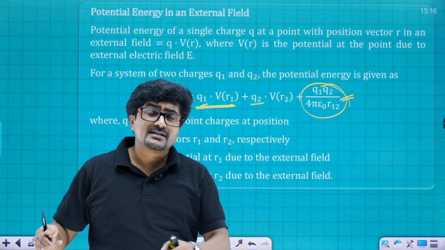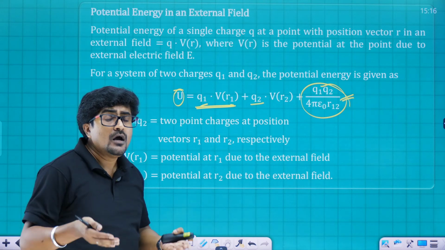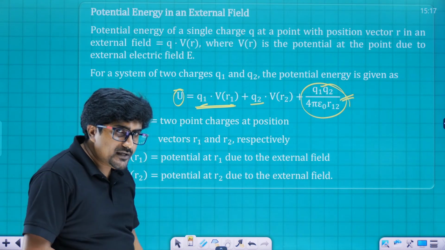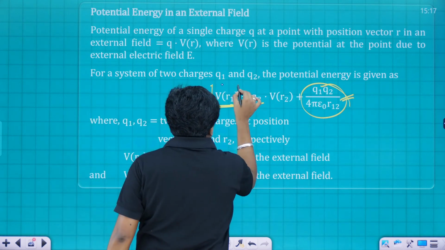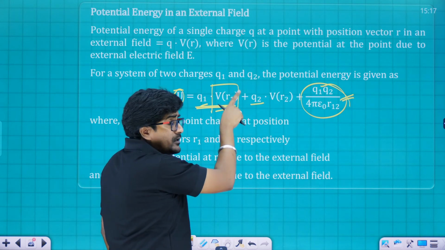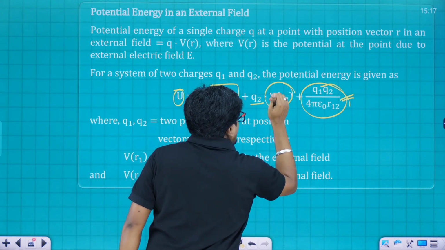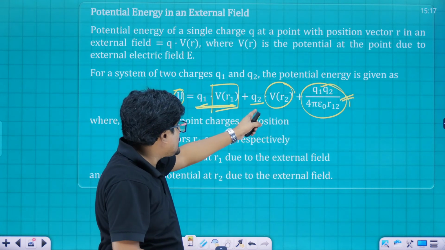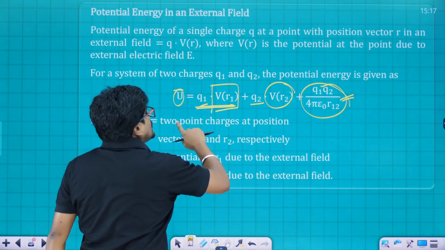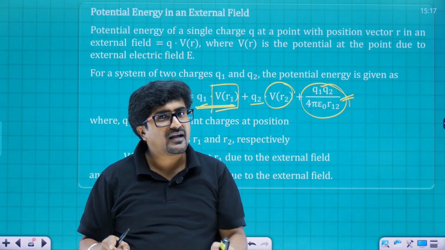our charge is now present in an external electric field. Due to some other source, we have an electric field over there. So definitely there will be an electric potential value. At the point where the charge Q1 is located, if V1 is the electric potential, then we need to consider that potential. So V1 into Q1 plus the electric potential at the point where Q2 is located, that is V2 into Q2. So the net electrostatic potential energy is going to be V1 into Q1 plus V2 into Q2 plus 1 divided by 4 pi epsilon naught Q1 Q2 divided by R12.